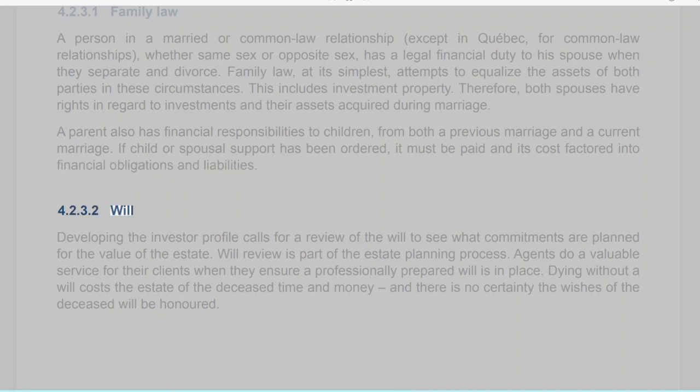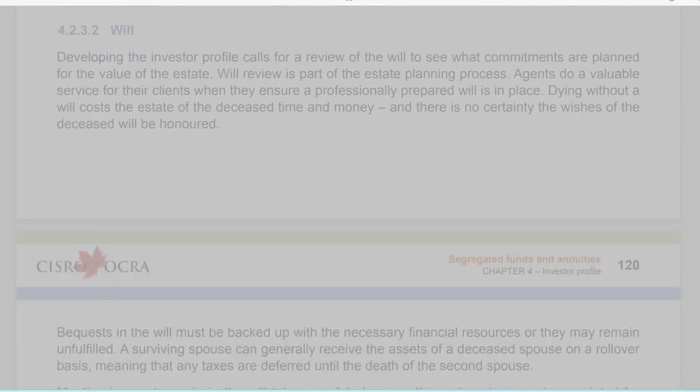4.2.3.2 Will. Developing the investor profile calls for a review of the will to see what commitments are planned for the value of the estate. Will review is part of the estate planning process. Agents do a valuable service for their clients when they ensure a professionally prepared will is in place. Dying without a will costs the estate of the deceased time and money, and there is no certainty the wishes of the deceased will be honored.